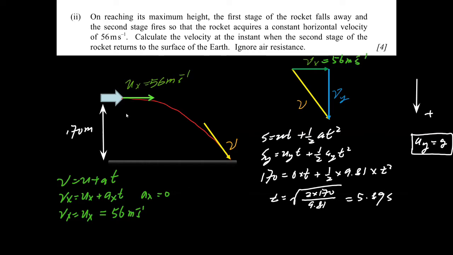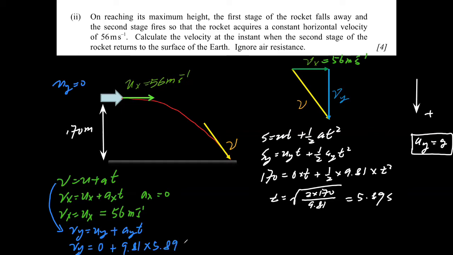We do the similar. Write it down. Y component: vy equals uy plus ay t. Since the rocket is traveling horizontally initially, the initial velocity in the y component equals 0. So 0 plus 9.81 times the time taken, 5.89. That gives us 57.8 meters per second. So this is 57.8 meters per second.